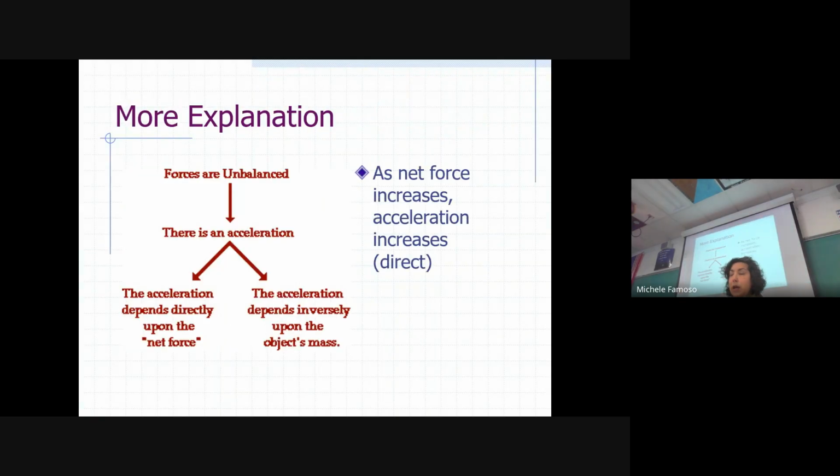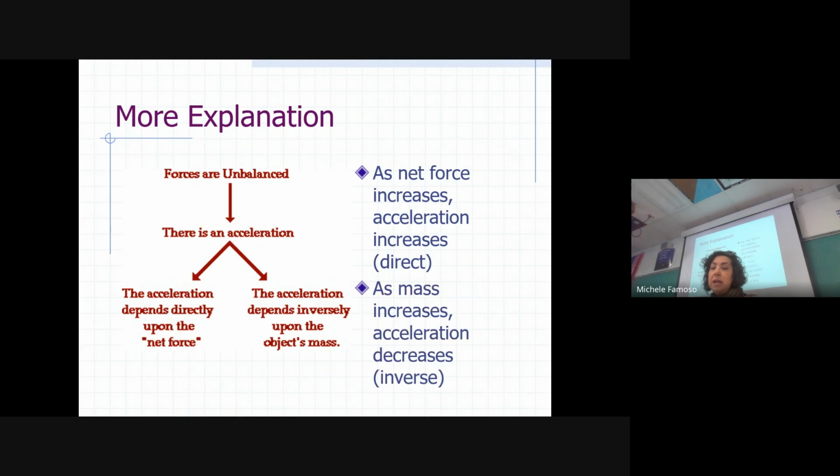All right, so again, what does Newton's second law tell us? It tells us that when forces are unbalanced, the object accelerates. And the acceleration is directly dependent on the net force and inversely dependent on the object's mass. So what does that mean? It means as the net force goes up, the acceleration increases, and as the mass goes up, the acceleration decreases. That's what we mean by direct and inverse, which I think we already have in our notes.